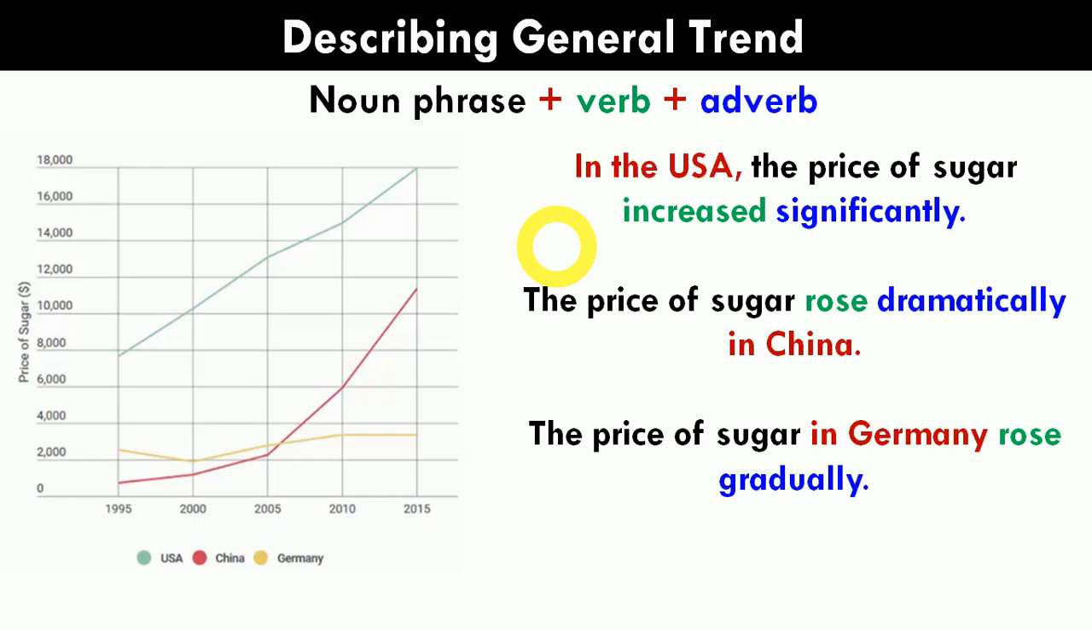Now in the next video we'll look at the sentence formation for detailed paragraphs, because in detailed paragraphs we need to describe the details specifically, how much is the change, and for that we need to use fractions and multipliers.